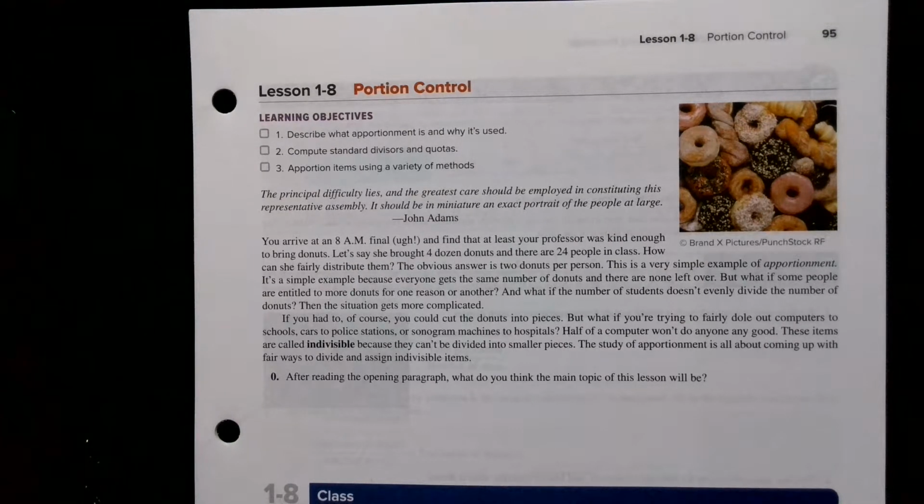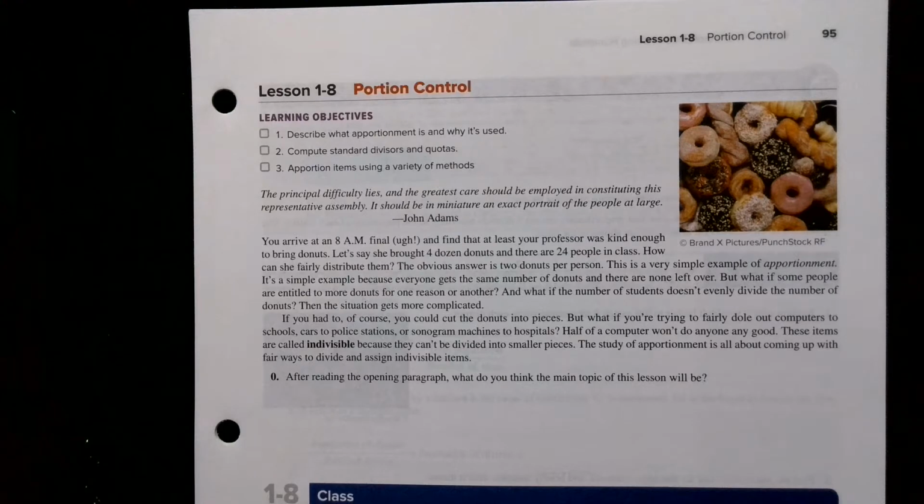Hello class, we're about to start lesson 1.8, apportionment. Our learning objectives are to describe what apportionment is and why it's used, to compute standard divisors and quotas, and also to apportion items using a variety of methods.